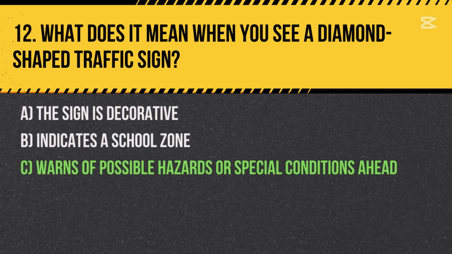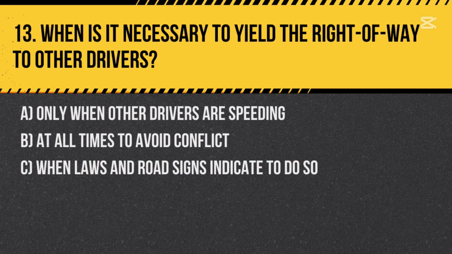Answer: C. Warns of possible hazards or special conditions ahead. Diamond-shaped signs are used to alert drivers to upcoming hazards. Question 13. When is it necessary to yield the right-of-way to other drivers? A. Only when other drivers are speeding. B. At all times to avoid conflict. C. When laws and road signs indicate to do so.